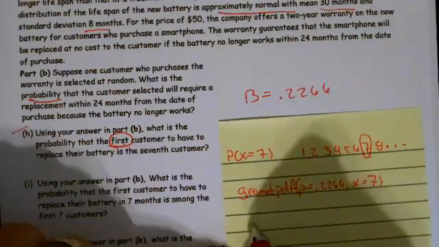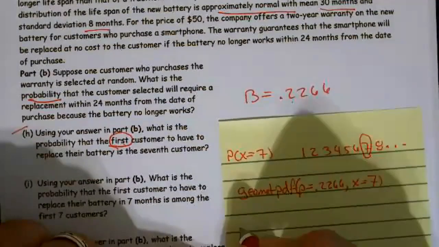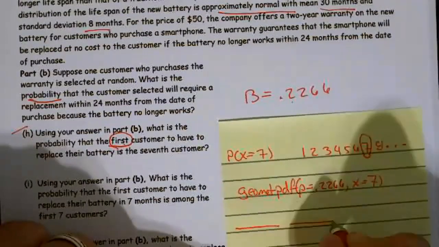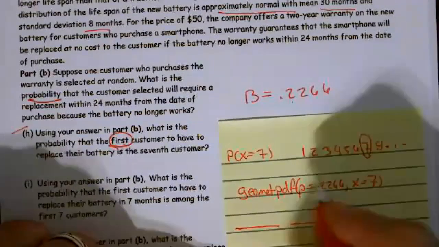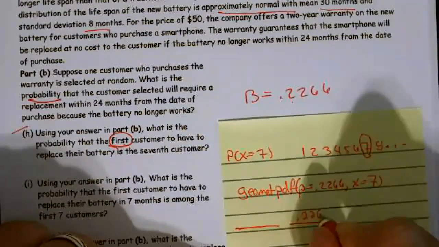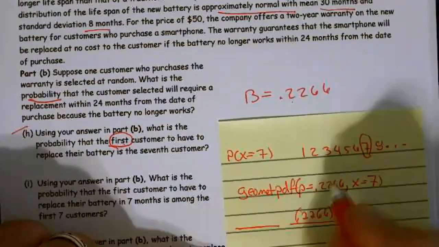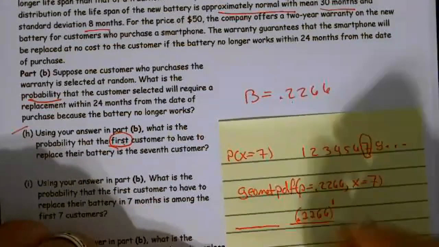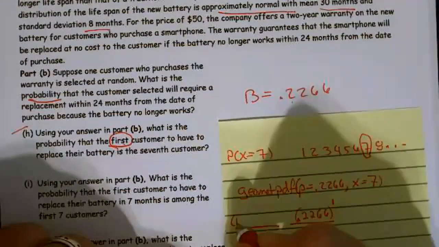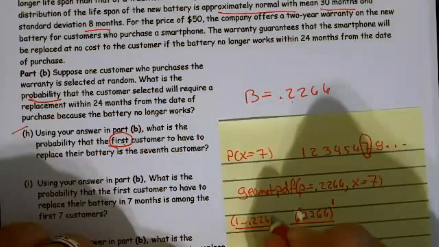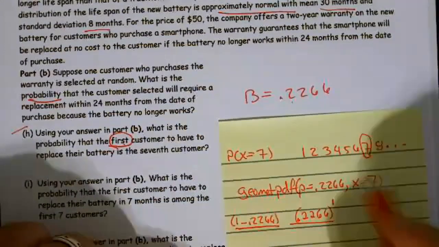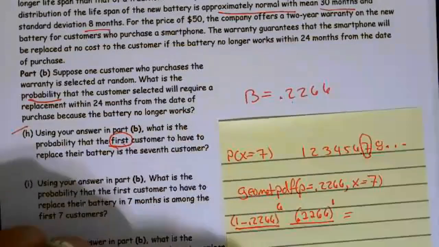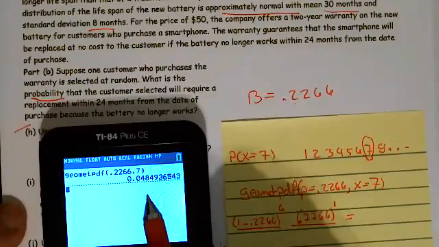I also need to show my math work. All right, my math work is, I can make 7 blanks or I can make 2. I'm going to make 2. This is 0.2266, and that's my success. And my success is always going to be the first power with the geometric every single time. This is going to be 1 minus that, and it's going to be 7 minus 1, which is 6. All right, and what did that equal? 0.0484.